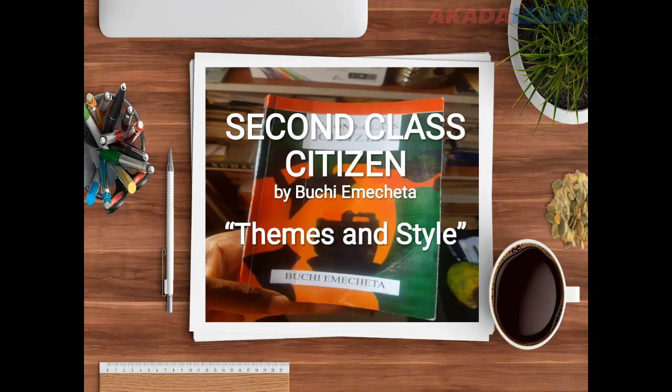Well, today's class will be looking at the themes and style of Buchi Emecheta's Second Class Citizen. Remember, we did the introduction, the plot summary, we understood the whole story, and the background of the author as well, and the connection to the story. So now we're going to be looking at the themes and the style in Buchi Emecheta's Second Class Citizen.